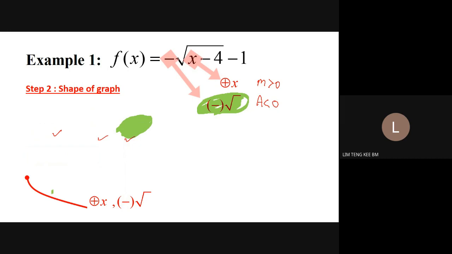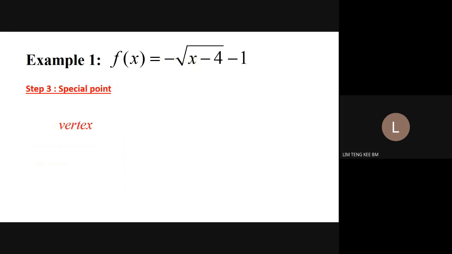So we've done step 2. Next, we go on with step 3. In step 3, we want to determine the special point. In the case of square root, the special point is the vertex. And where is the vertex? So guys and girls, the vertex refers to the point here. This is the shape that we obtained in step 2 just now. The vertex will be located here.